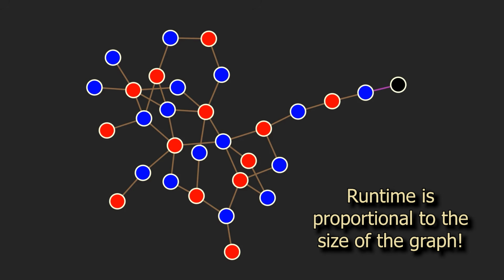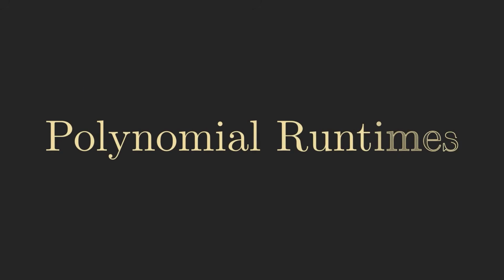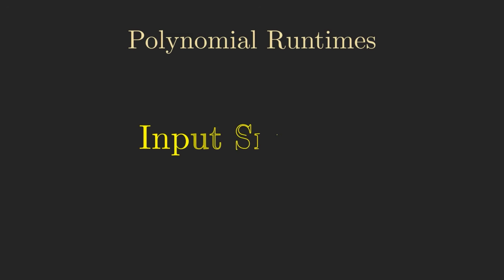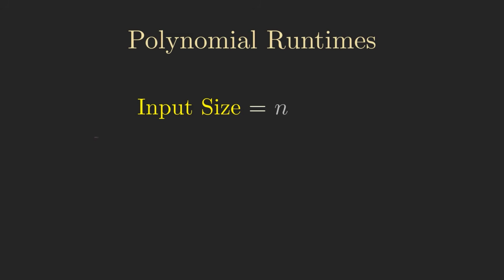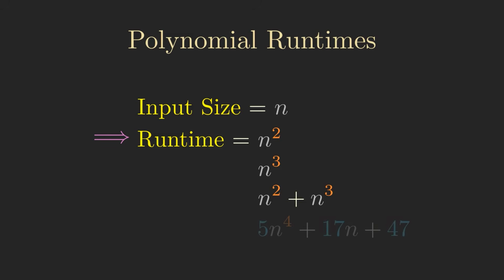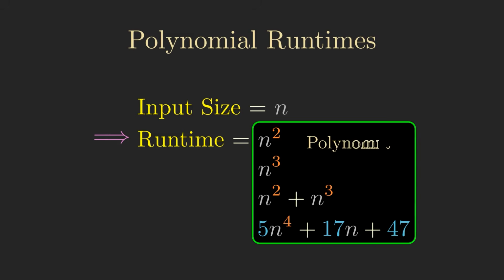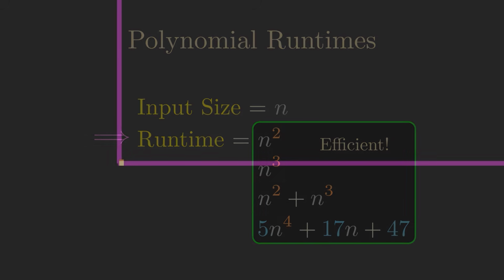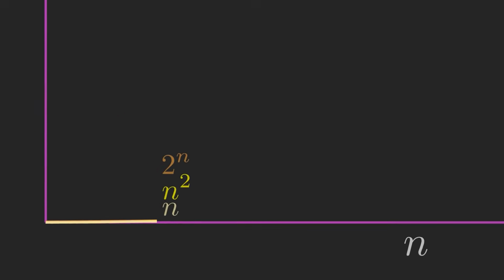More specifically, we found an algorithm with a runtime that's a polynomial function of the size of the input, which in general means that if n is a number representing the size of the input to an algorithm, then that algorithm's runtime can be expressed using a formula adding together one or more powers of n, like n squared, n cubed, n squared plus n cubed, or 5n to the fourth plus 17n plus 47. These types of mathematical expressions are called polynomials, and when an algorithm's runtime is a polynomial function of the input size, in a sense, that's what it means for the algorithm to be efficient, particularly in comparison to an exponential runtime, where n appears in the exponent, like 2 to the n, for example.